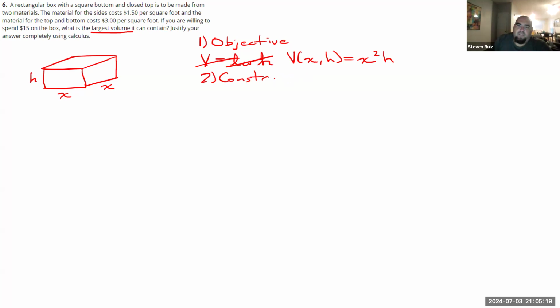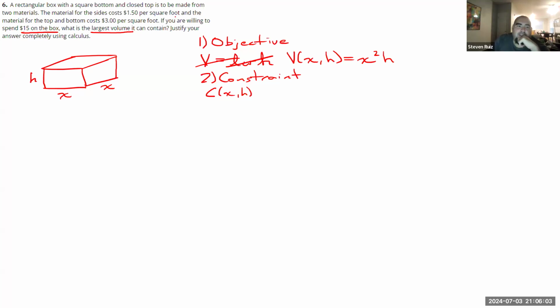So is there some kind of requirement that I have to fulfill? Typically in a real situation like this, you have to model like you are going to be constrained by resources, time, material, money, hours, something. So in this case, what am I constrained by? I am willing to spend $15 on the box. So my constraint is going to be a function of cost, probably also in terms of x and h. So how am I determining how much this box costs to make? That's going to come from a surface area calculation.